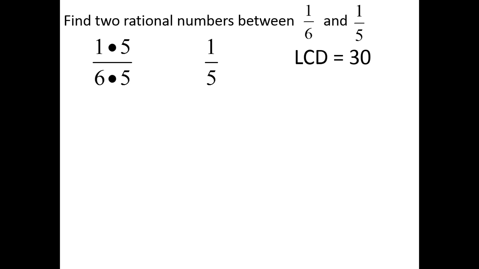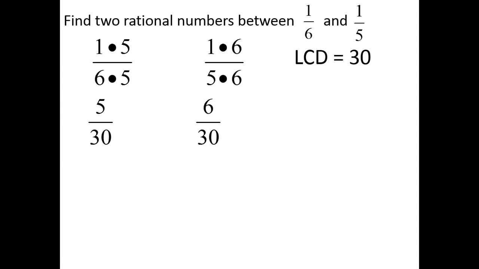Let's try this again, but now let's look for two rational numbers between the fractions 1/6 and 1/5. Once again, the denominators aren't the same, so if we write these two fractions as equivalent fractions with common denominators, it will be easier to find a fraction in between them. The least common denominator is 30.